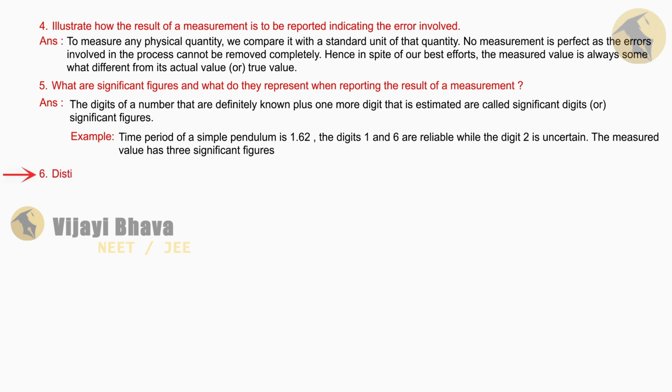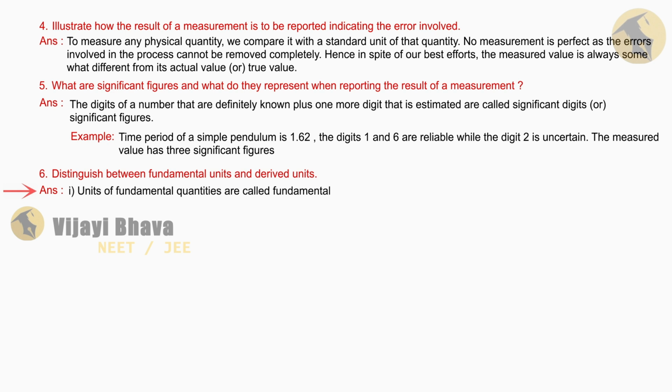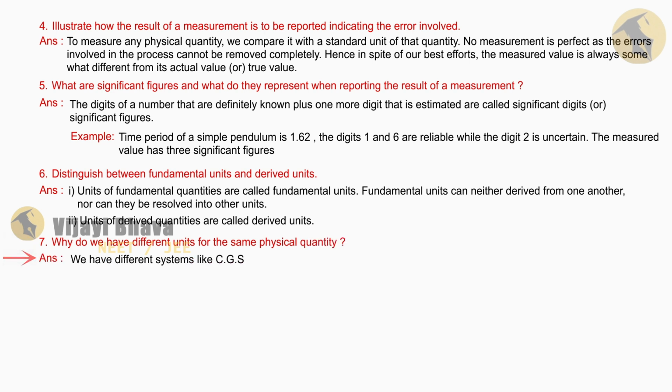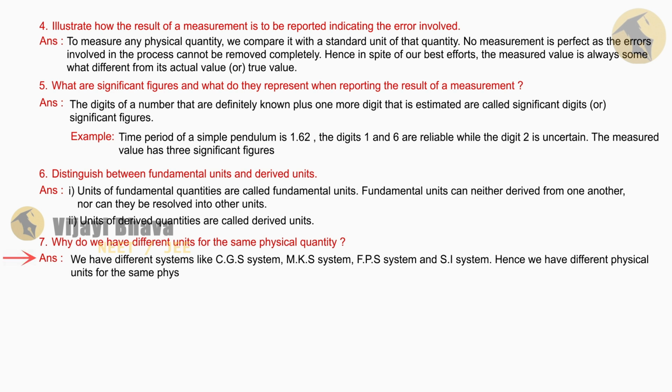The next question, distinguish between fundamental units and derived units. The units of fundamental quantities are called fundamental units. Fundamental units can neither be derived from one another nor can they be resolved into other units. Units of derived quantities are called derived units. The next question, why do we have different units for the same physical quantity? The answer is, we have different systems like CGS system, MKS system, FPS system and SI system. Hence, we have different physical units for the same physical quantity.